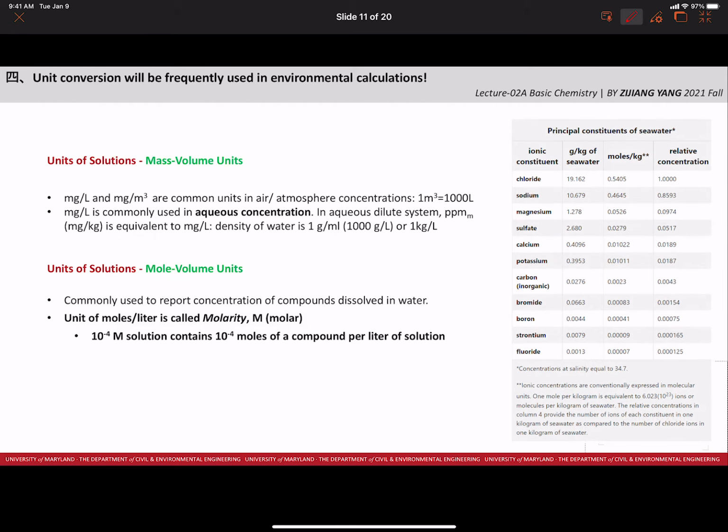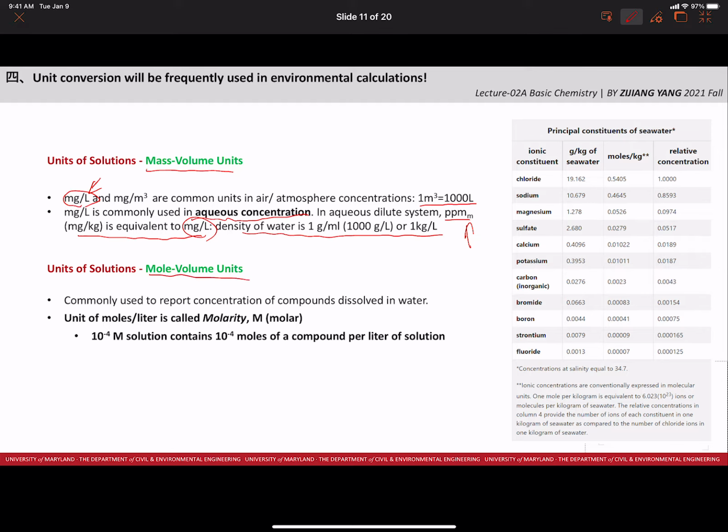And then for more units, we also have the mass to volume units, which is milligram per liter. I think this is the most commonly used unit in environmental science. And we also know that 1 cubic meter equals 1,000 liters. This is commonly used in aqueous concentration and aqueous dilution systems. Here ppm is equivalent to milligram per liter. And we can remember this unit conversion because the density of water is this.